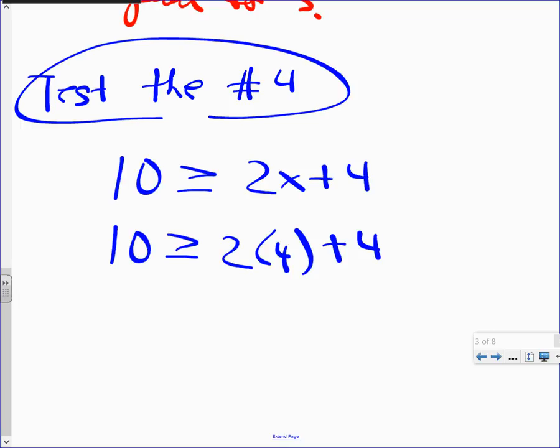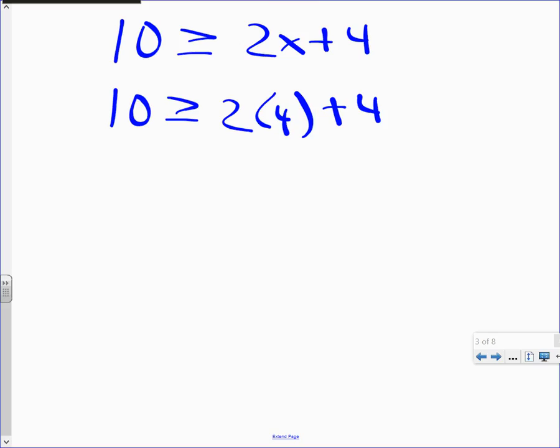Is this true? Let's see. Let's keep going. Let's see if it's true. Let's see if it satisfies. Let's see if it results in a true statement. That's what satisfies means. Watch.